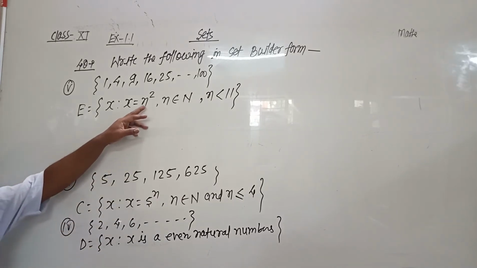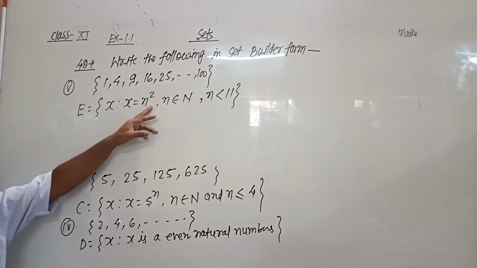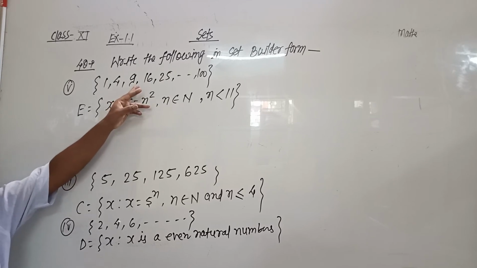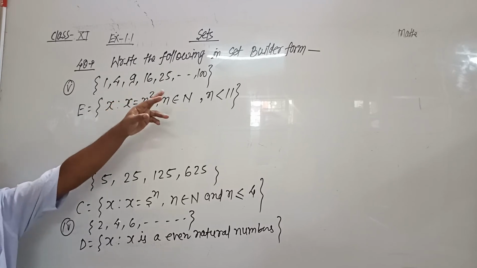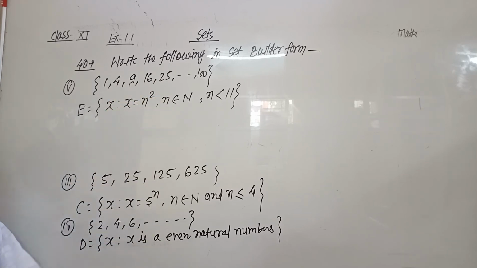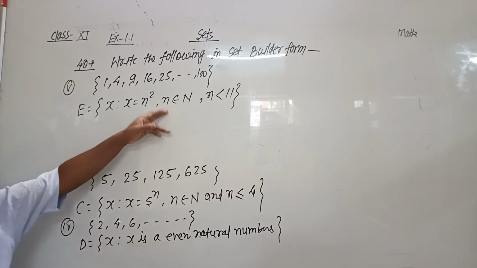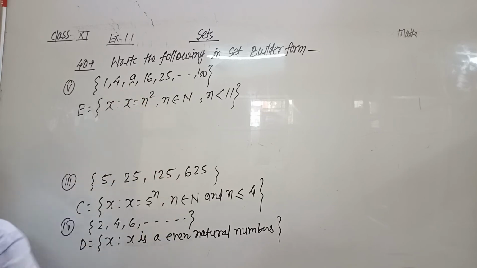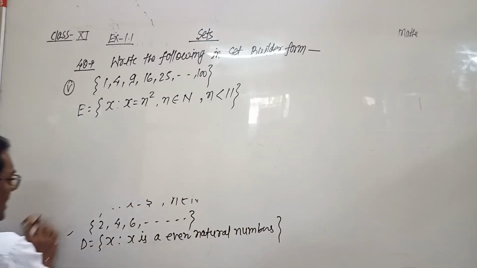When we put n equals 1, we get 1. When we put 2, we get 4. When we put 3, we get 9. When we put 10, we get the last term 100. So the value of n is up to 10 and n belongs to natural numbers. All these are natural numbers which we are taking: 1, 2, 3, 4, 5, 6.